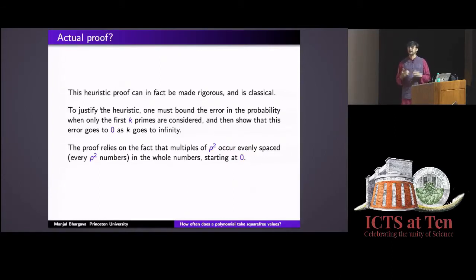It seems like a trivial property, but this property will go away in a second when we ask a slight generalization of this question. But if you're just asking about the whole numbers, multiples of p squared are evenly spaced, and that can be used to estimate that error that you need to show goes to 0 when you make that heuristic proof into an actual proof. And so this is an actual theorem proved rigorously that the proportion of numbers that are square free is actually equal to 6 over pi squared.